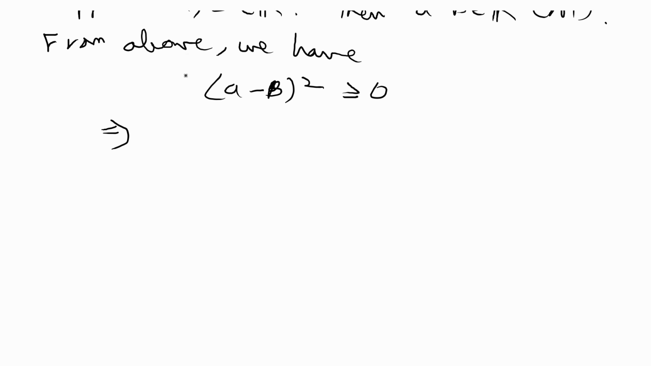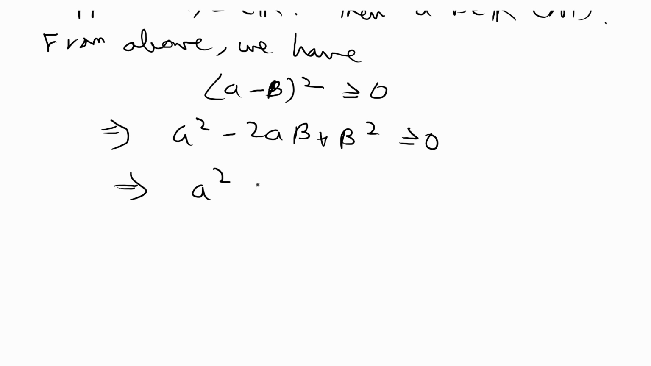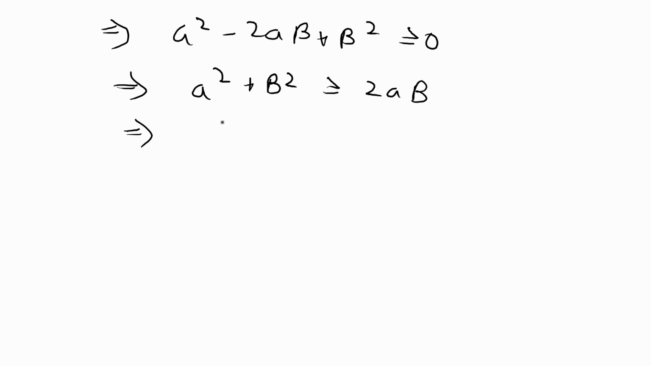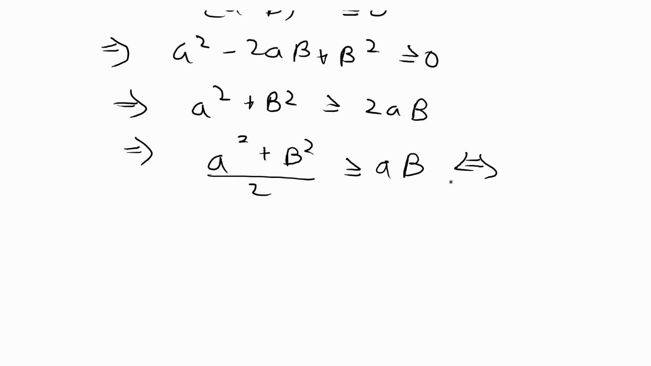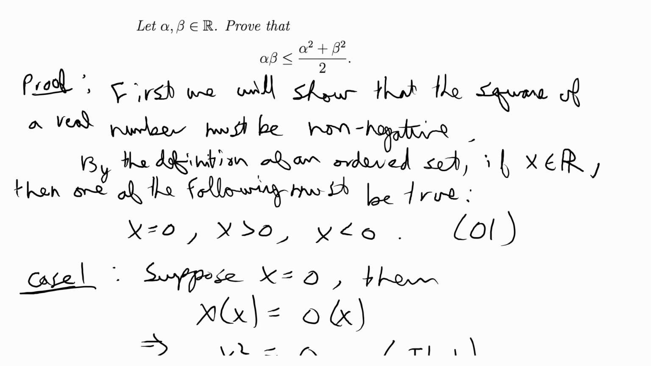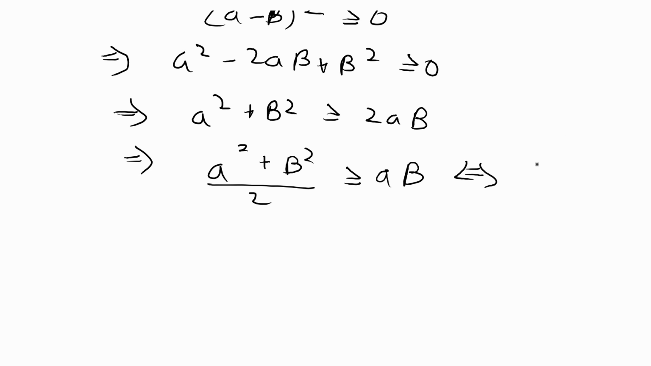Then we're going to do the binomial expansion. So we have a squared minus 2ab plus b squared is greater than or equal to 0. We're going to move 2ab to one side. And we're going to divide by 2. And this is equivalent, if you want to get it exactly to the correct order that we have been asked, we can say that that's equivalent to ab is less than or equal to (a squared plus b squared) over 2. And we are done with this proof.